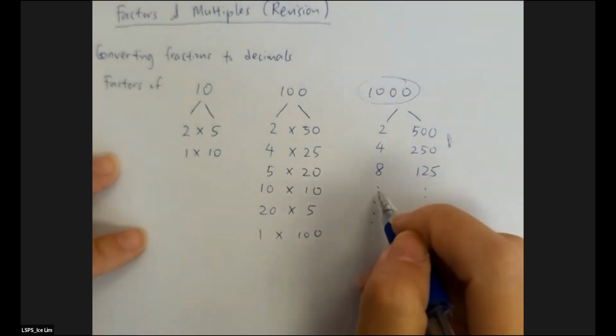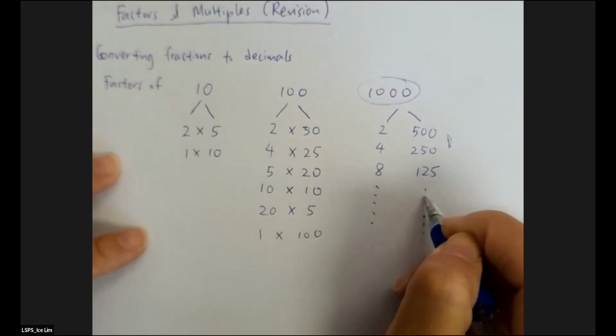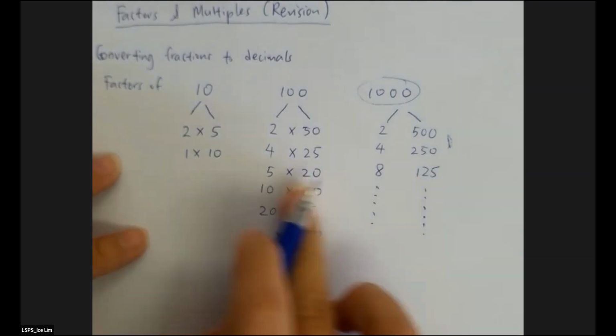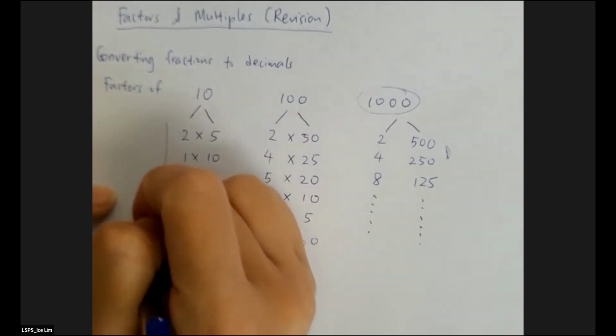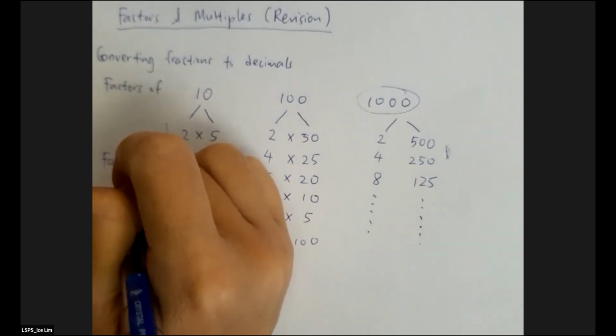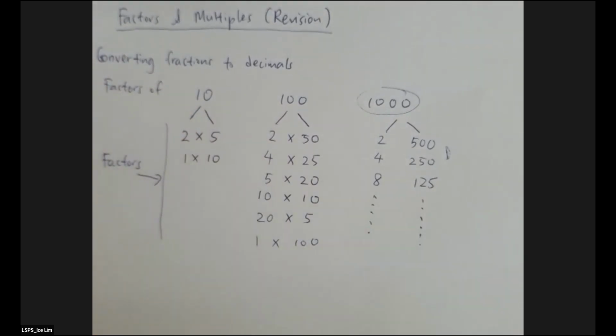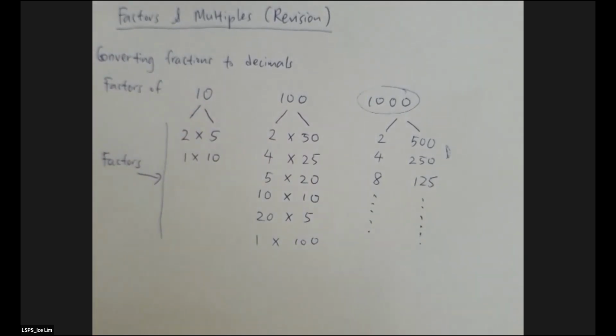So I put the dots here. I'm not going to write everything out. But the idea is some of these really help us to memorize and convert fractions easily if we can remember these factors. So all these are factors. The factors of 10 are 1, 2, 5, and 10. That's primary 4. Is that okay? Okay, so these are the factors.